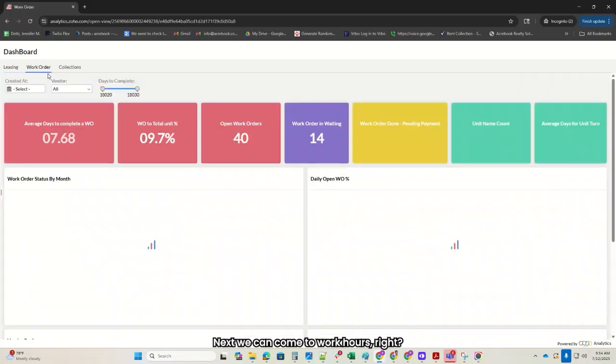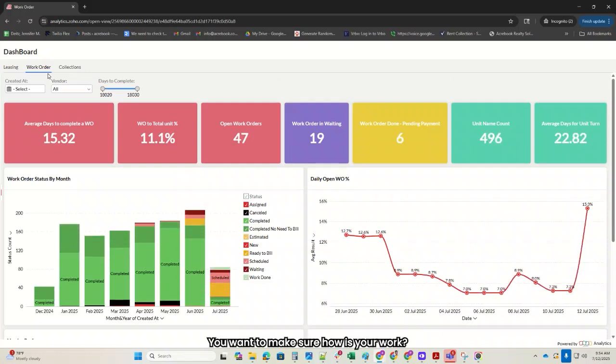Next, we can come to work orders. You want to make sure your work orders are performing well. Again, you have the same filter. For example, this gives a whole picture throughout the life of the project, your portfolio, or your database system. If you are using AppFolio, this is based on AppFolio. If you use Rent Manager, we can hook up to Rent Manager, Buildium, Propertyware, Yardi, any system. We can hook up these metrics to those systems so that you can know the statistics much more easily rather than going and digging deep into these software systems.